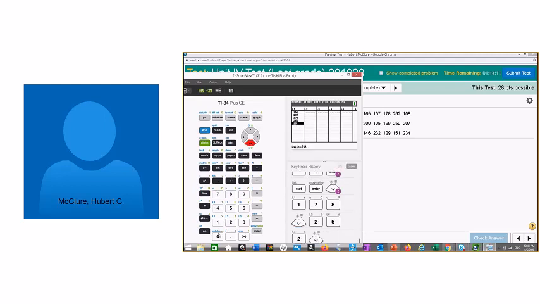I'm going to show you how to sort if you have one of these calculators. 200. Make sure I don't have any errors. 105. 199. 250. 207. 146. 232. 129. 151. And 234.